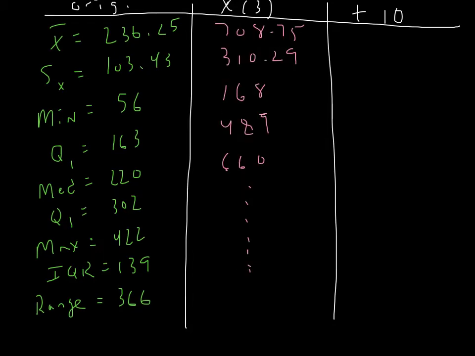What you should notice is that all of the values have tripled. All of the measures of position, right? X bar, min, Q1, median, Q3, your max. Everybody's tripled.